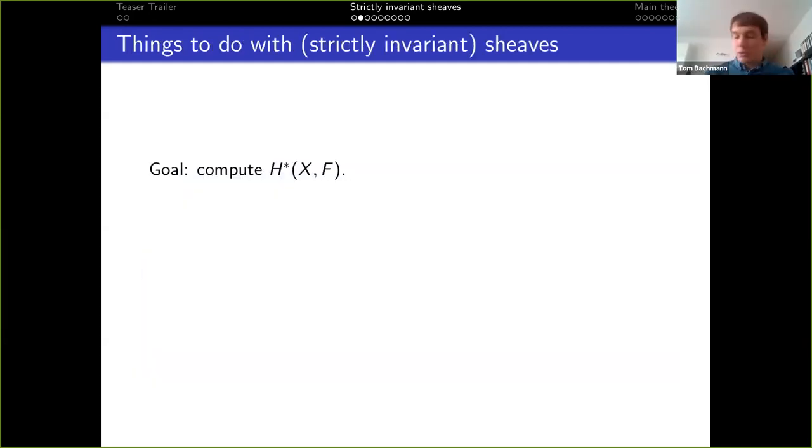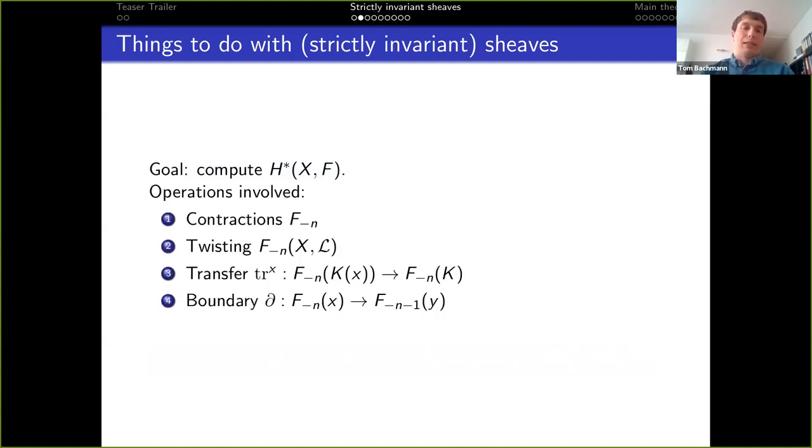Okay, right. So now what do we want to do? Well, the most obvious thing to do with the sheaf is you want to compute its cohomology. That's some abstractly defined thing in terms of injective resolutions, and it's a bit unwieldy. But it turns out that for these strictly homotopy invariant sheaves, there's a very good way of computing cohomology using what's called the Gersten complex. As the name suggests, it's some special complex which you can use to compute the cohomology, some sort of resolution. It's built out of your sheaf F, and it's going to use the fact that it's strictly homotopy invariant. So it's going to be built using certain special operations which you can do on strictly homotopy invariant sheaves. They are called contraction, twisting, transfer and boundary.